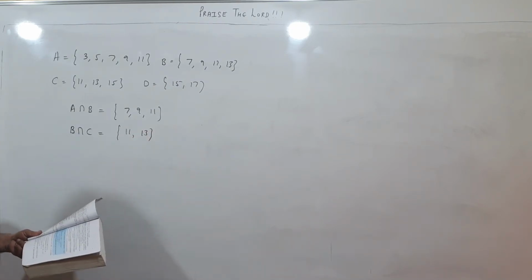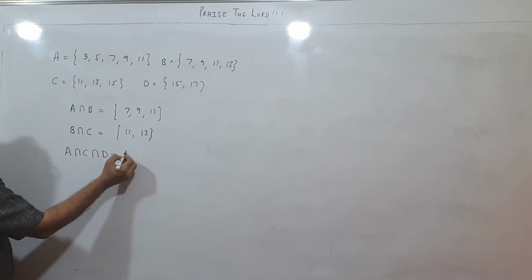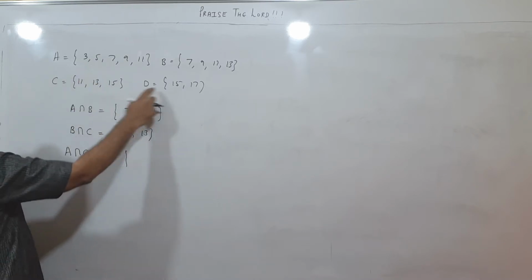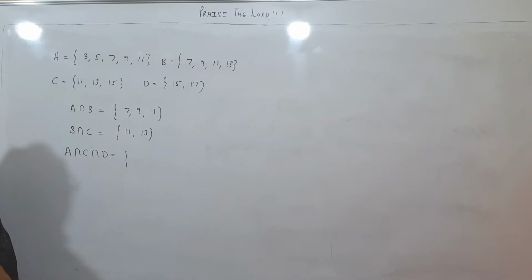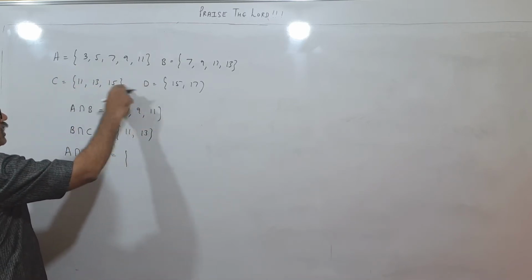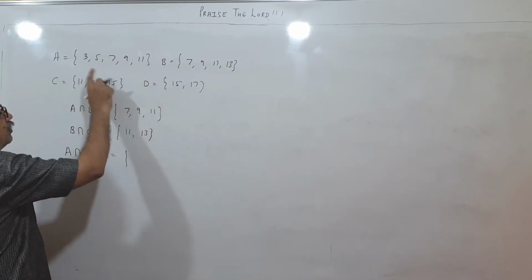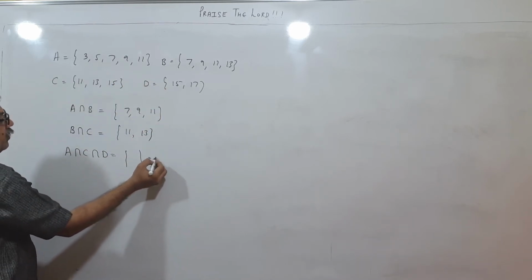Okay, then A intersection C intersection D. Common elements of A, C, D, these three sets. So 3 is present here but not here, 5 not in here, 7 not here, 9, 11 is here and here but not here, 15 is here and here but not here, so nothing is common. So null set.